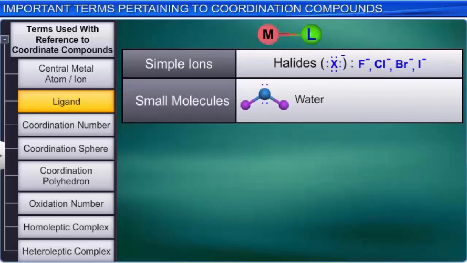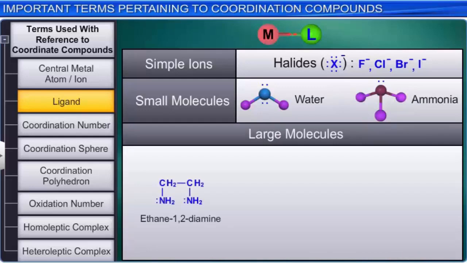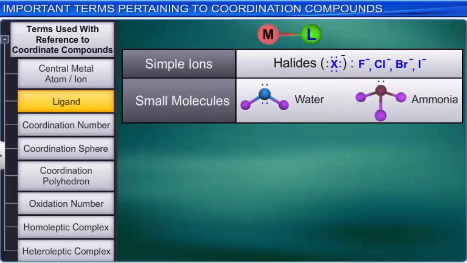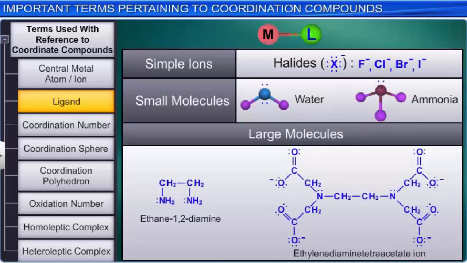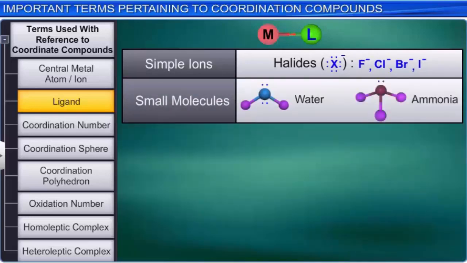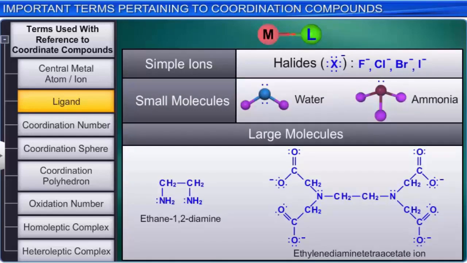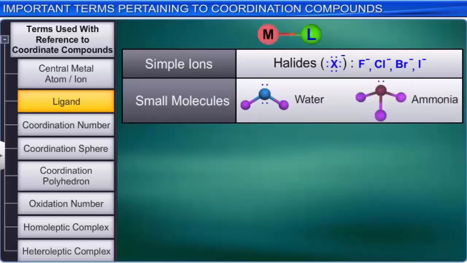In the next example you can see some molecules can act as ligands. Water molecule: the oxygen atom of the water molecule contains two lone pairs of electrons, so it donates one pair of electrons to the central metal ion. In the same way, the ammonia molecule also acts as a ligand. The nitrogen has a lone pair of electrons which is not involved in bonding. That nitrogen donates that lone pair and acts as a ligand in this coordination complex.